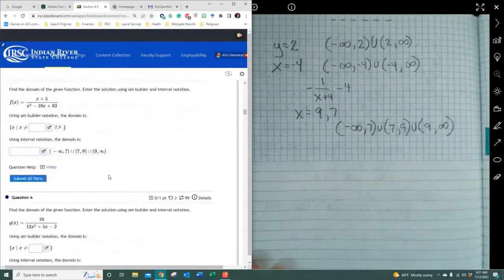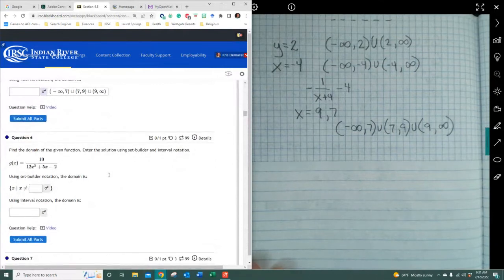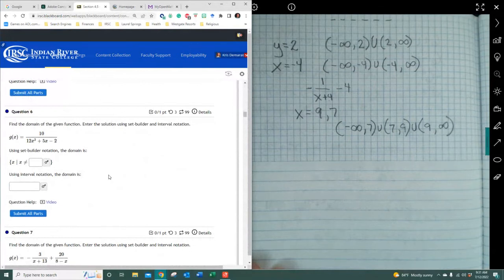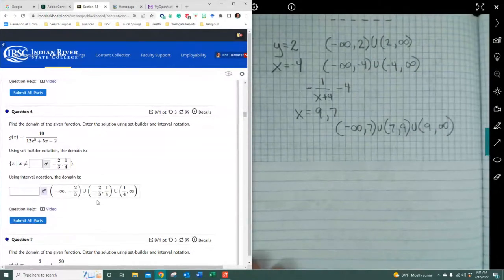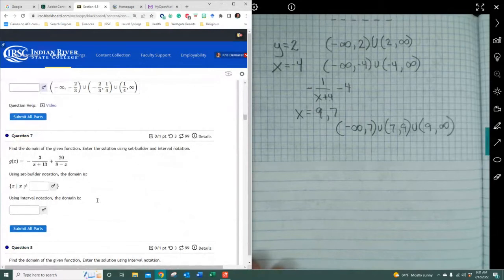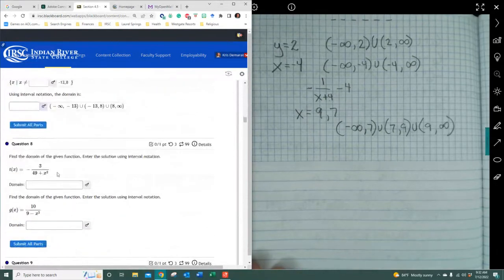Pretty fast. These aren't challenging. Last lesson was harder than this one. This is just understanding some concepts that are a little different. But you have set builder notation. I'll let you factor the denominator and put it in interval notation. I've done enough of these already, so I'm going to continue on. Finding the domain of this, of course, it's -13 and +8. Pretty simple. You're doing it with both of them.